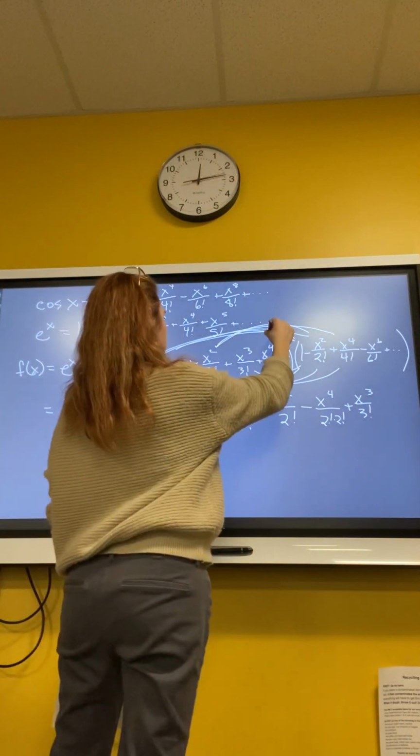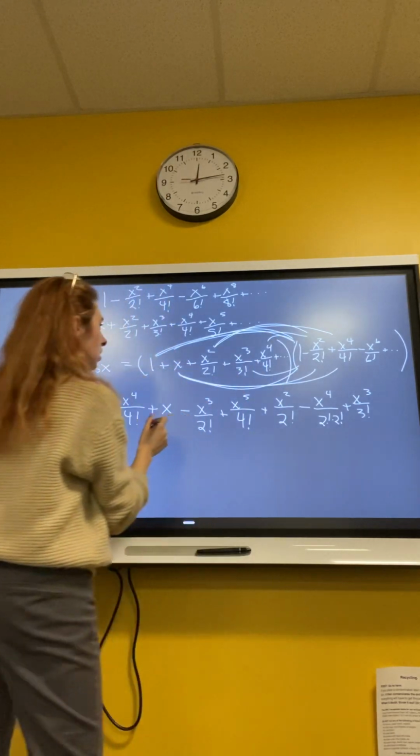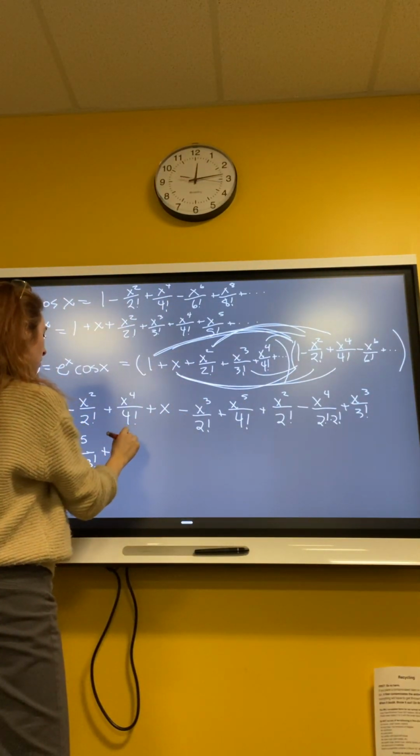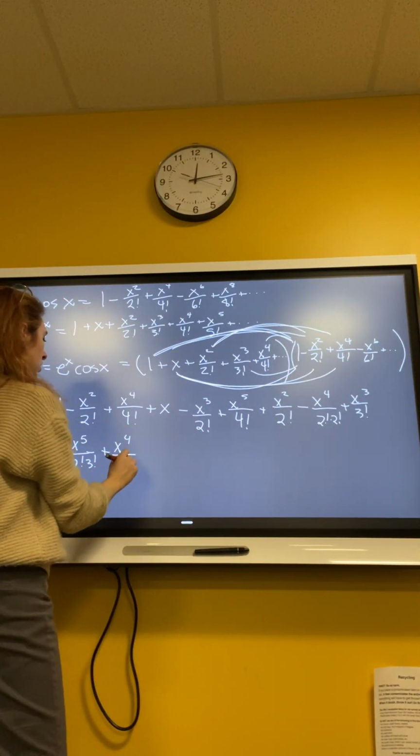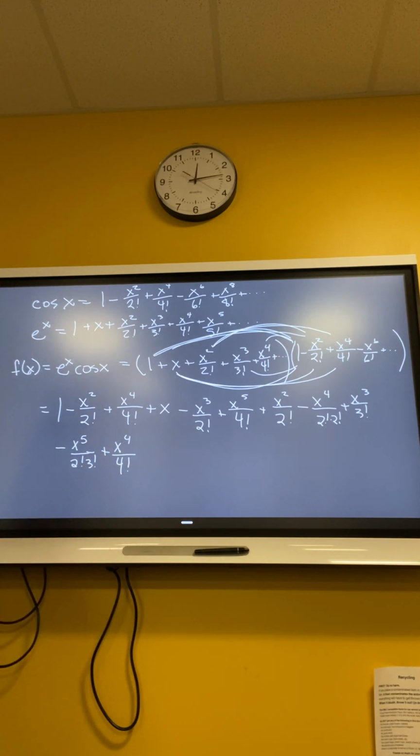Okay. Now this one. Why do you need the x to the 4th over 4 factorial for that one? Because the x to the 3rd doesn't cancel out, because they have different factorials in the denominator.